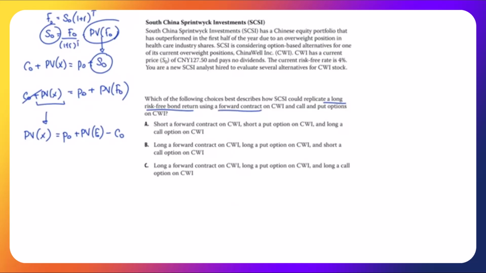A, short a forward contract on CWI. No, it's plus. B, long a forward contract, it's plus. Long a put option, that's a positive. And short a call option, that's a negative, that's a short. Answer is B. C, long a forward, that would work. Long a put option, that would work. And long a call, no, that would be negative. C is wrong.